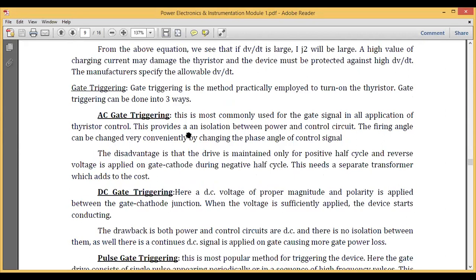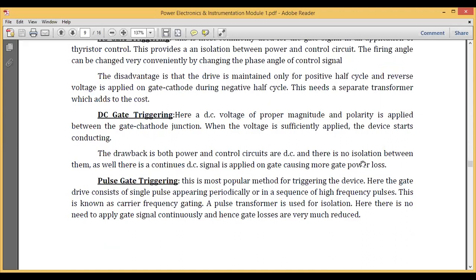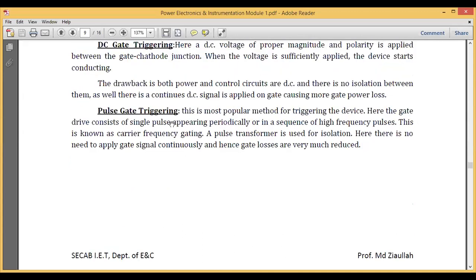If I use AC triggering, I may get the isolation, but I may face the problem that it is only the positive half cycle. If I use DC gate triggering, there is a possibility that I may not get the isolation, even though I get a constant type of signal with the proper magnitude and polarity. But if I use gate pulse triggering, this is the best way of turning on your SCR, because along with the isolation, a pulse transformer can be used, which is better for isolation. Hence you need not apply the gate signal continuously, and hence gate losses are very much reduced.